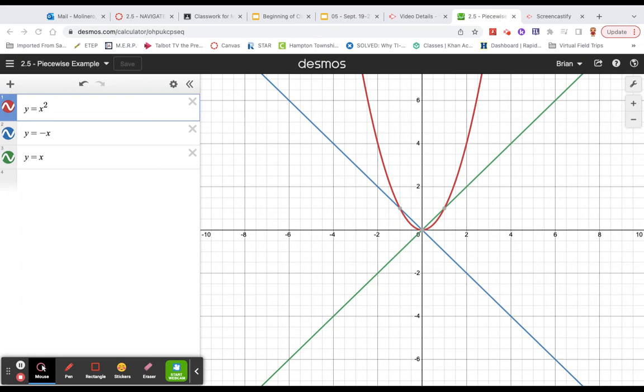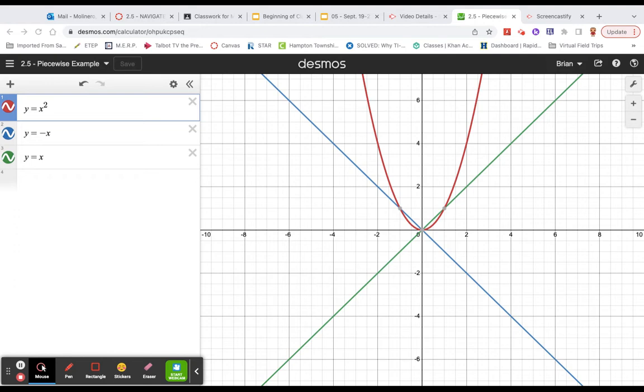In our final example, we are going to use Desmos to graph a piecewise function. Desmos is a useful tool because it can allow us to quickly and easily adjust the domain to meet the needs of a particular piecewise.